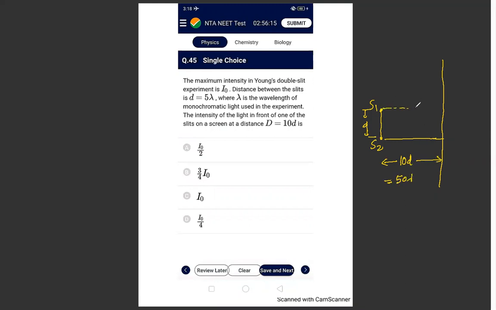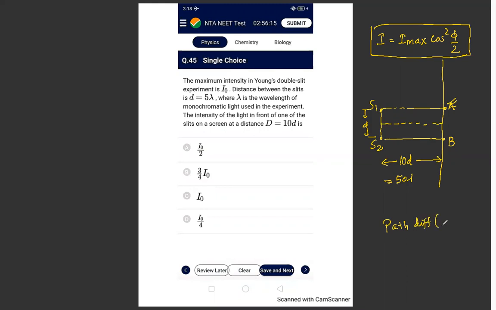Just in front of it, we put a point A, and this point is B, exactly at the middle. We are required to find the intensity of the light in front of one of the slits. We know that if we know the maximum intensity, the intensity at any particular point is I equal to I max cos square phi by 2. What is phi? Phi is the phase difference. So let's find the path difference now. How do you calculate the path difference?